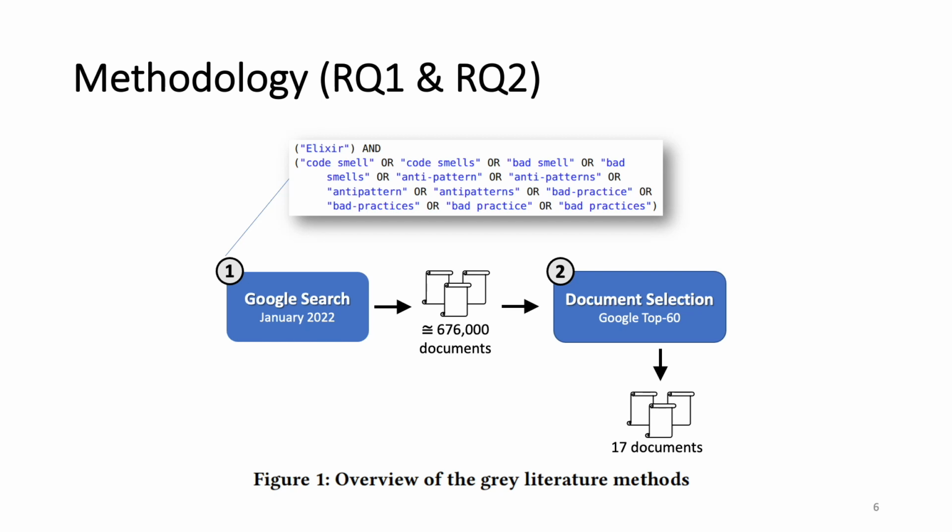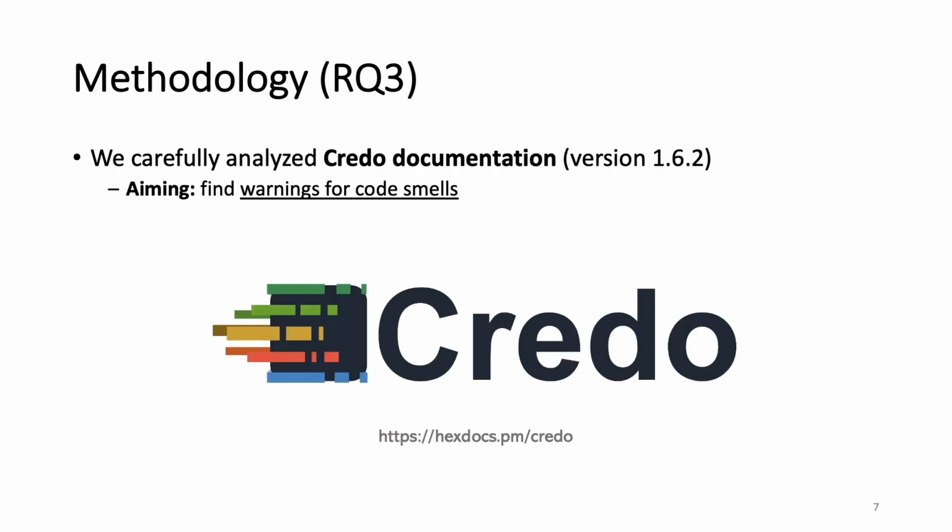From these 17 documents, I extracted sentences that characterize discussions about code smells. It was later validated by the second author of this work. Credo is the main static code analysis tool for Elixir. For this reason, we decided to deeply analyze its documentation for warnings related to detecting code smells.